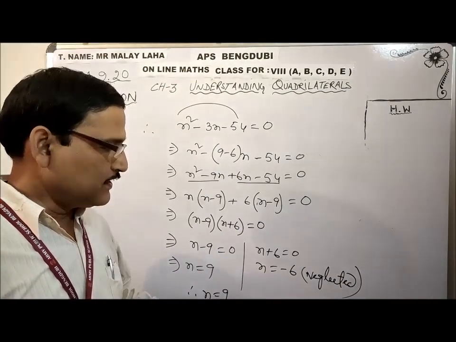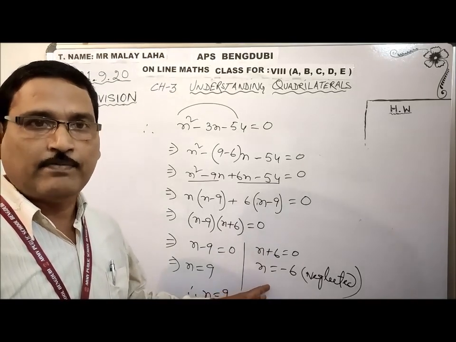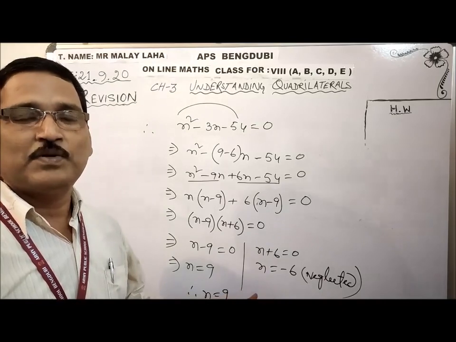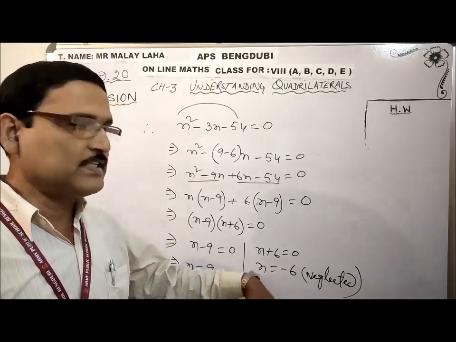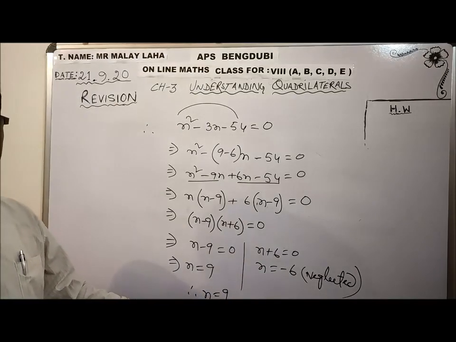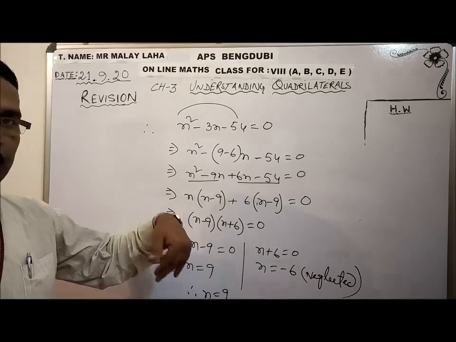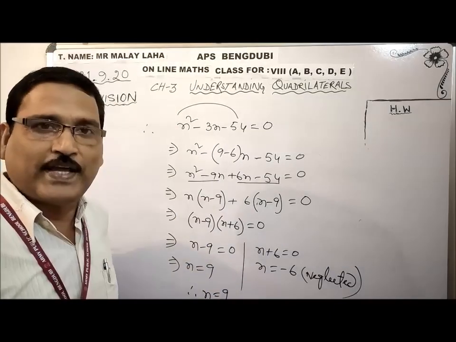Are you clear? This is also a solution, but we are rejecting it since its value is negative, and we know polygons with a negative number of sides cannot be possible. That's why this is neglected. Only accept this value, n equals 9. n has two values; the negative value we have neglected and the positive value taken. So n equals 9.